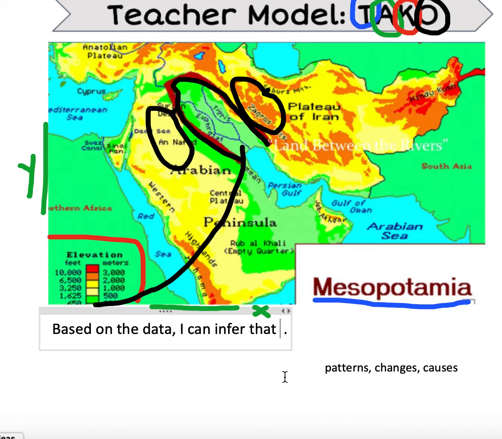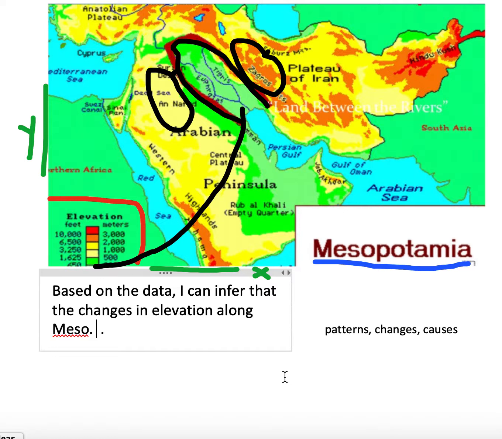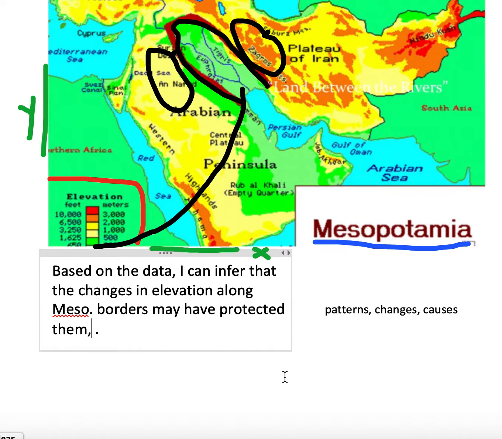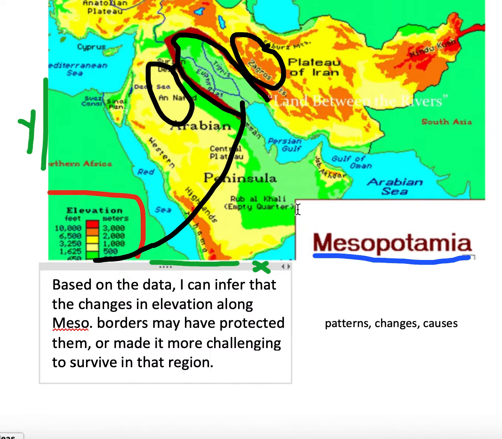Based on the data, I can infer that the changes in elevation along Mesopotamia's borders may have protected them, because I know from my background knowledge that it's really hard to travel across deserts and mountains. So that may have been a form of protection. Or made it more challenging to survive in that region.